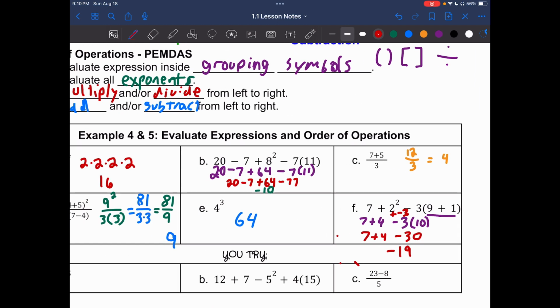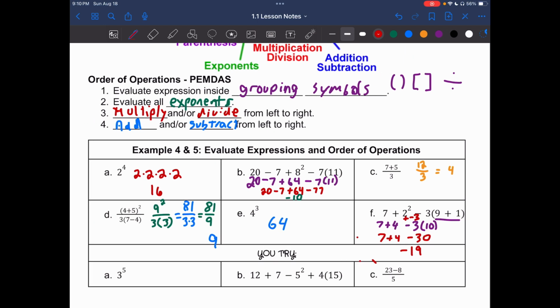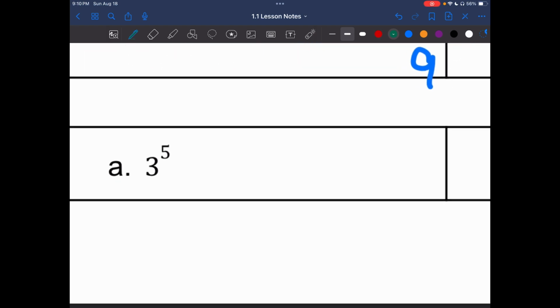Now, there are some you-try problems here, 3 you-try problems for you. I want you to do those, pause the video, come back and check your work. All right, let's jump right in.